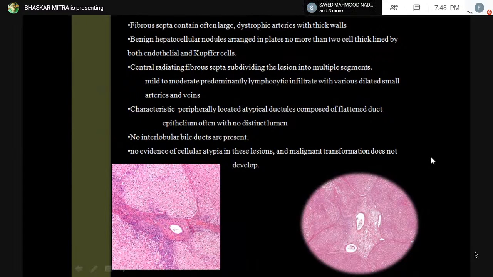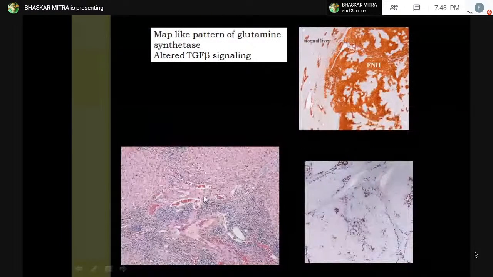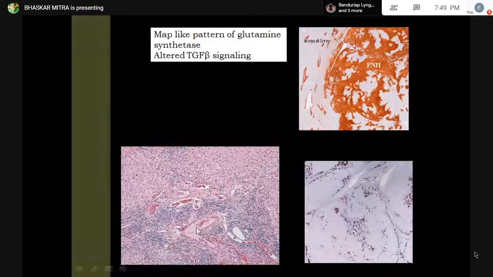So the characteristic findings are 1, 2, 3. First one, central fibrosis with the presence of dystrophic arteries, with radiating fibrous tissue enclosing the lobules of hepatocytes. Within the lobules, the hepatocytes are 1 to 2 cell thick cords, and in the periphery there may be bile duct tubes. There may be inflammation as there is obstruction. So here again in the fibrosis there is the presence of blood vessels, and there is a lymphocytic infiltrate.